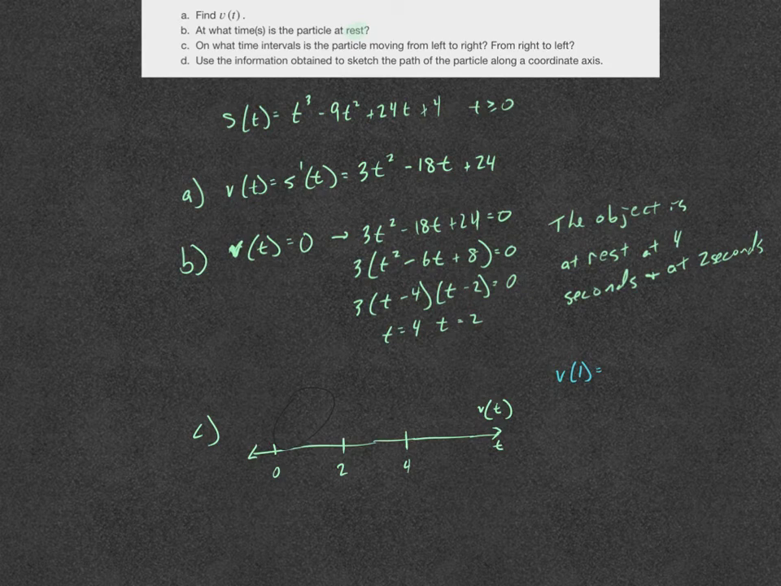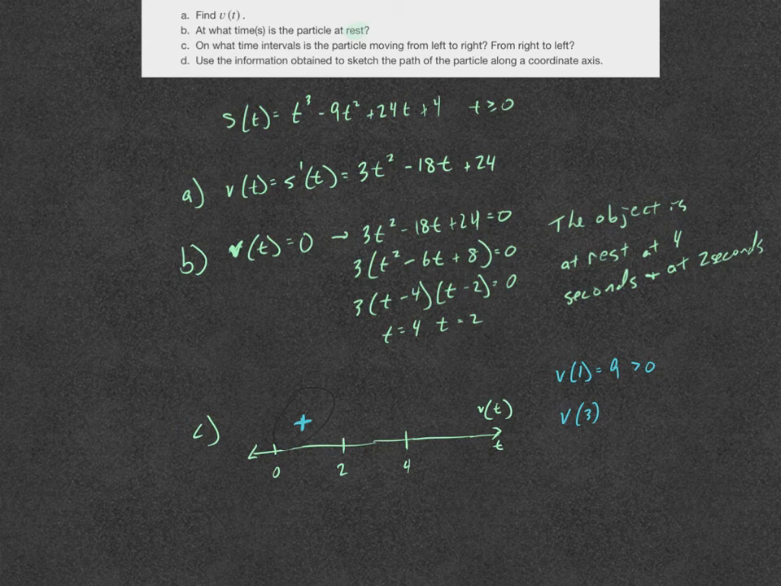I think 9. V of 1 is equal to 9, and last time I checked, 9 is a positive number, so I'm just going to label it with a plus sign. Okay, how about v of, let's plug in something between 2 and 4, pick a number, how about 3? If I plug 3 in there, this one you might want to use your calculator.